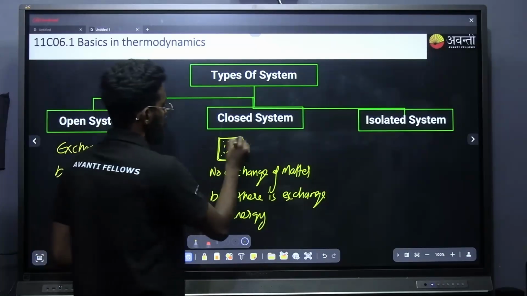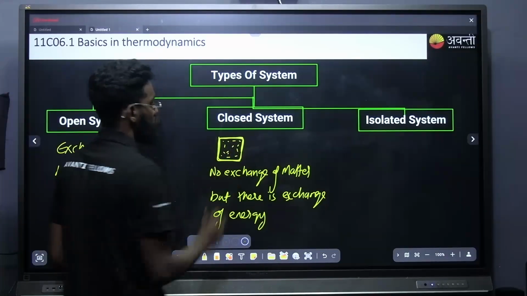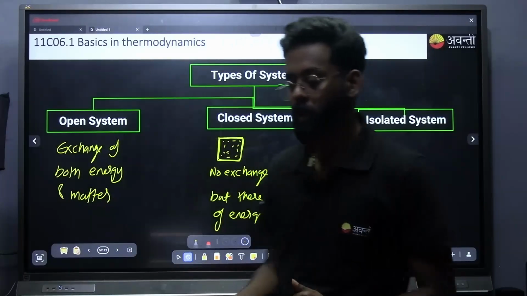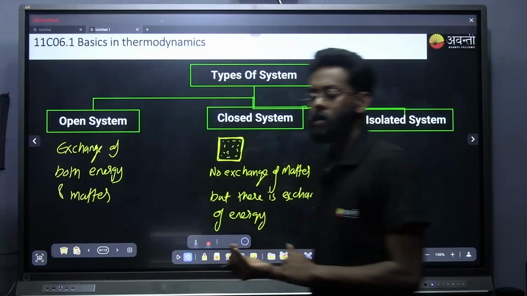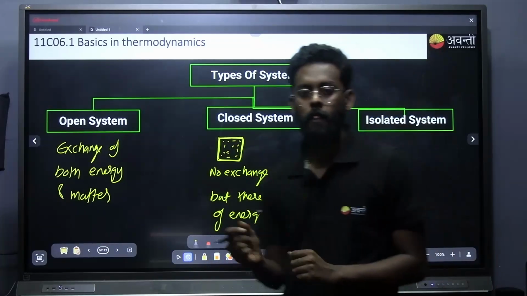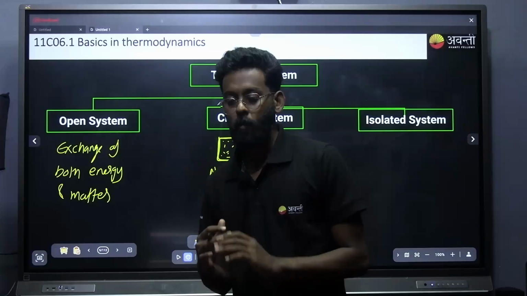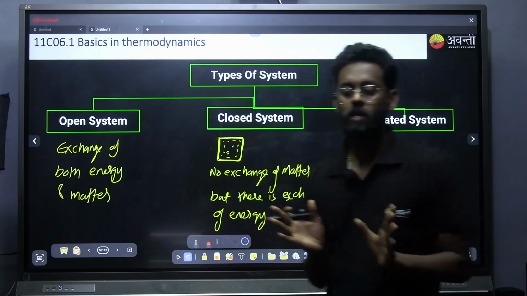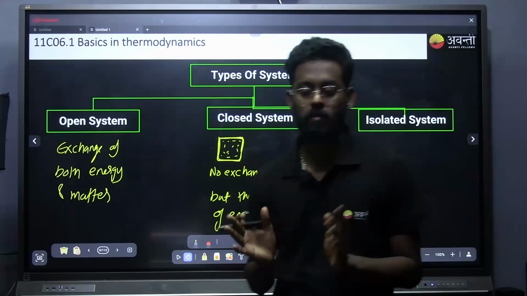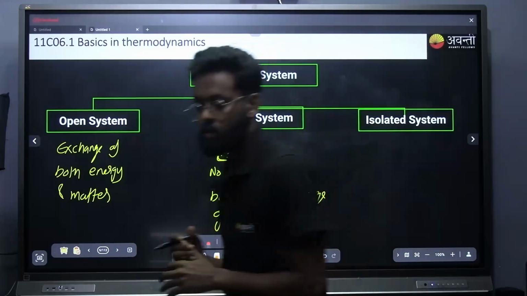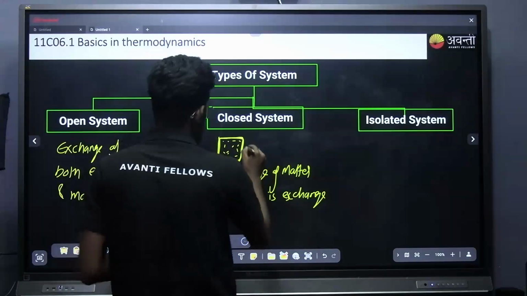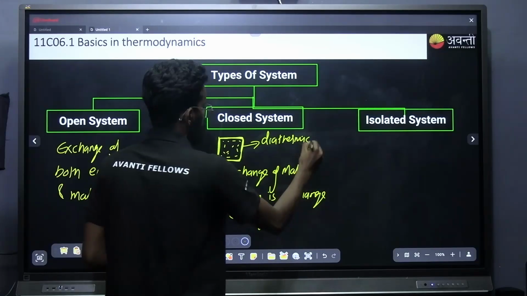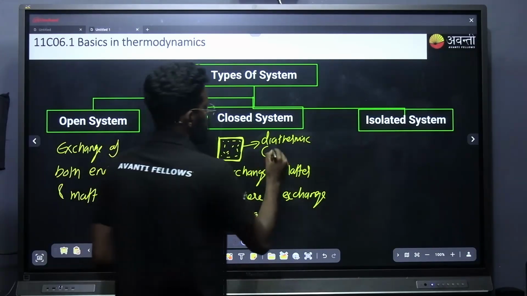And for a closed system, what about the boundary? What should be the boundary of a closed system? Is it real, imaginary, diathermic or adiabatic? Can anyone let me know in the chat box what is going to be the boundary of a closed system? I hope all of you are active. Can you just mention the boundary, students? Diathermic. Yes, very good, Sakshi. It is diathermic. The boundary will be diathermic because we need to exchange the energy.